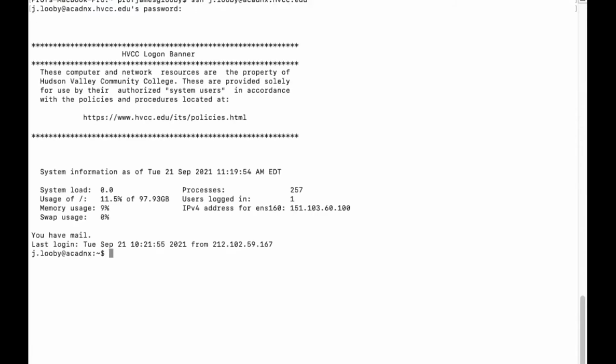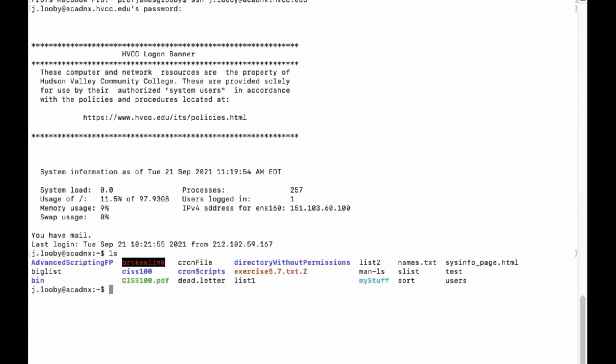I typically don't say space when I speak about my Linux commands here. So let me connect to the acadnx server, username at the domain acadnx.hvcc.edu. Okay, it prompts me for my password. Of course, I do not see the password as I type, for extra security, and that should look familiar to you. We're going to see some of these things later, by the way. You have mail, okay? But now you can see from my prompt where I'm located.